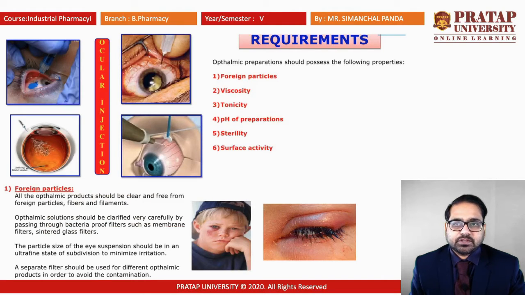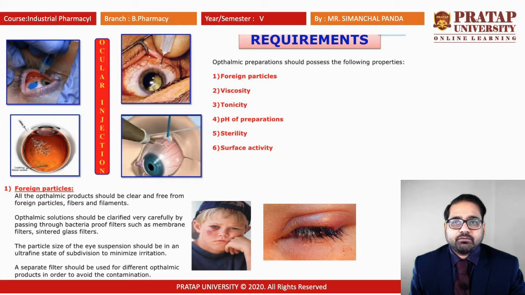Preservatives are those substances used to inhibit the growth of microorganisms. As the eye is quite a sensitive organ, we cannot use the preservative. It may lead to the death of the tissues. So there are certain requirements present, or different types of products are used to enhance the ophthalmic products.